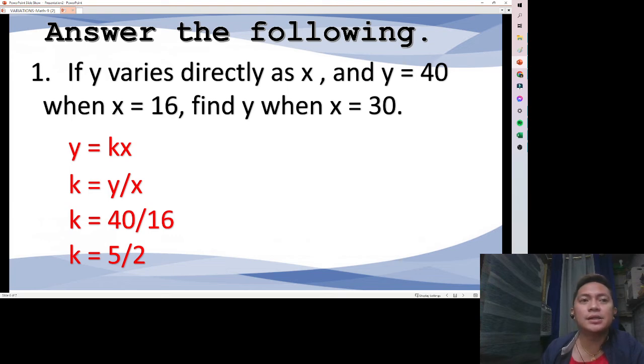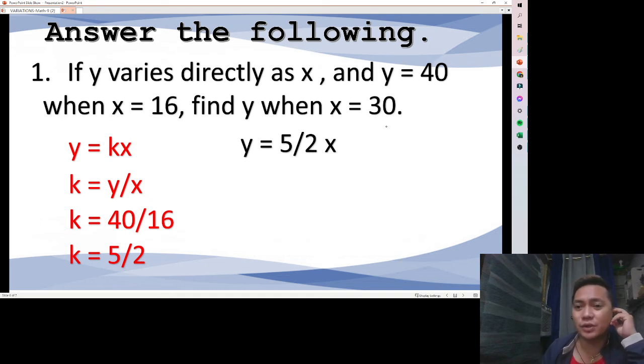Next, after getting the k, you can substitute to y is equal to kx, wherein y is equal to 5 over 2 times x, or 5 over 2x. Multiplication kasi yan. Next, after getting that, may question sa ating number 1. Find y when x is 30. So, meron na tayong equation. This equation tells the constant value. If there's a change of x, then mag-change din yung y.